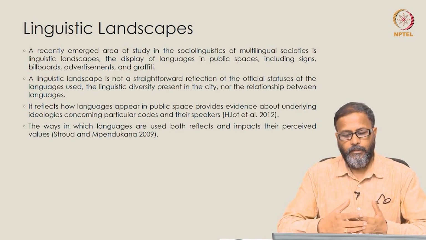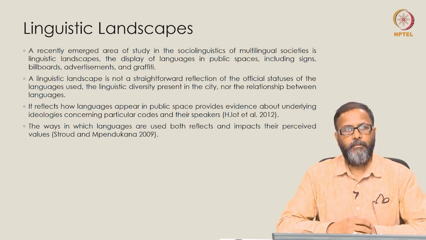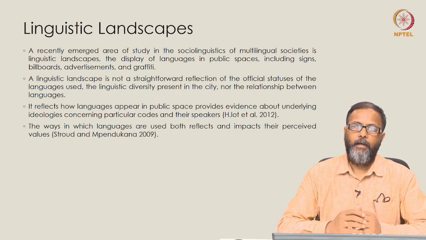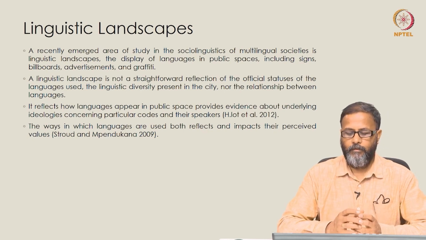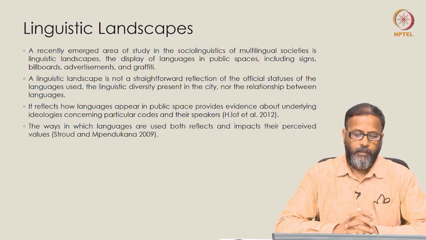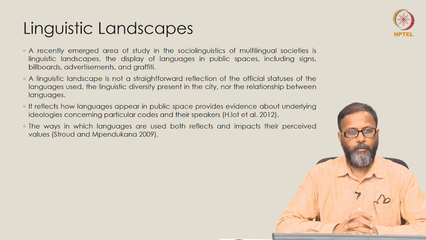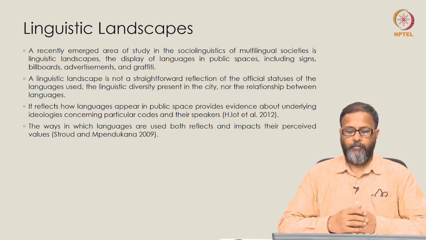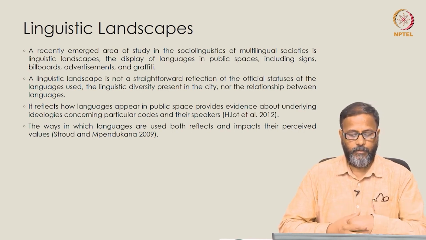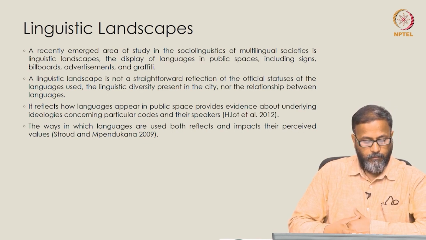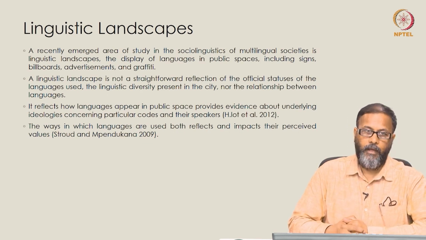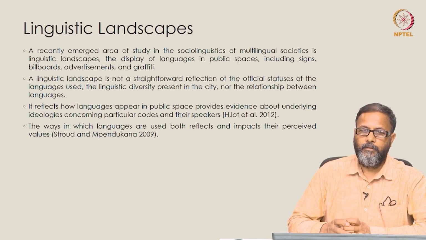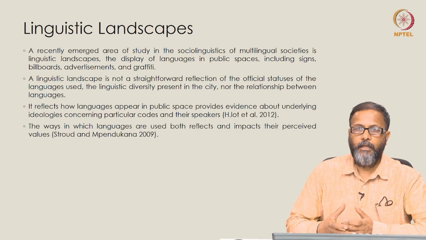A recently emerged area of study in social linguistics of multilingual societies is linguistic landscape, the display of languages in public spaces, including signs, billboards, advertisements and graffiti. A linguistic landscape is not a straightforward reflection of the official status of languages used, the linguistic diversity present in the city, nor the relationship between languages. So, there are other political factors that also factor in. It reflects how languages appear in public space, and provides evidence about underlying ideologies concerning particular codes and their speakers. Right? The way in which languages are used reflects the impact of their perceived values. So, not necessarily if you have two, three languages present, they reflect the actual linguistic situation. There are political, ideological, and judgmental values attached to it.